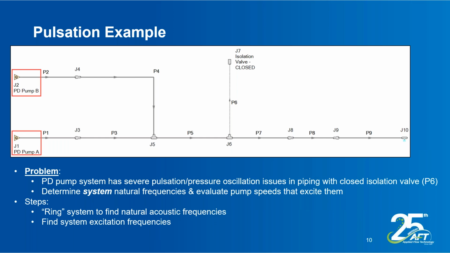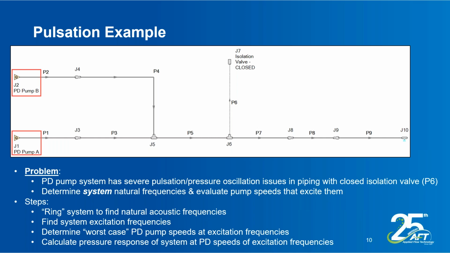After we've figured out the natural frequencies, we will need to determine what the pump speeds are that will cause those frequencies to happen. And then finally, we will create our scenarios, and we're going to run the model at those bad pump speeds, and we're going to see what the pressure response looks like when those resonant frequencies have been excited. So this is what we're going to do today.